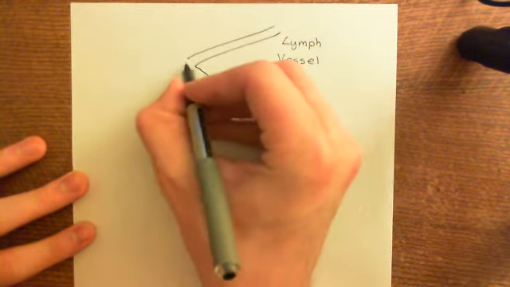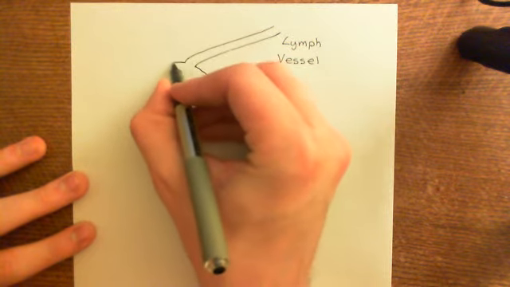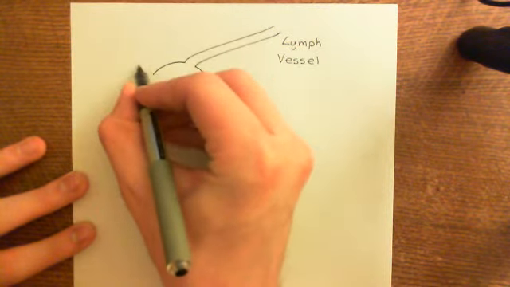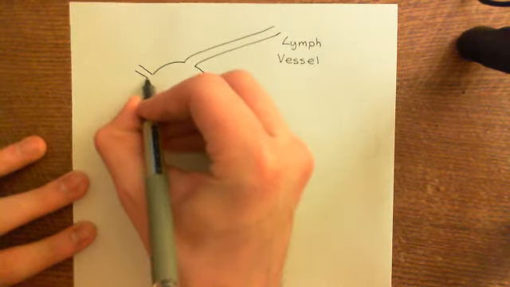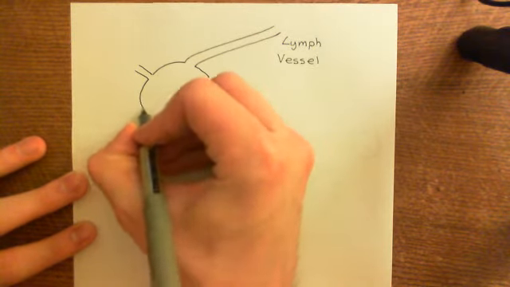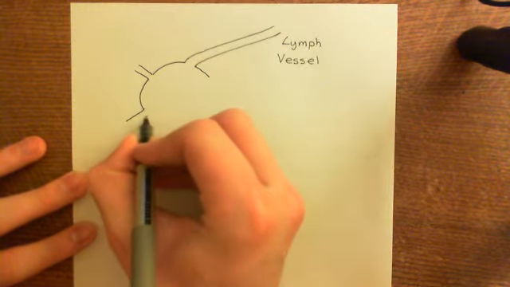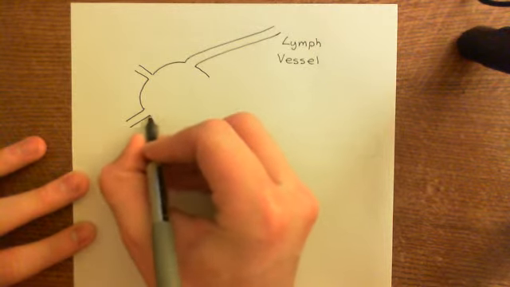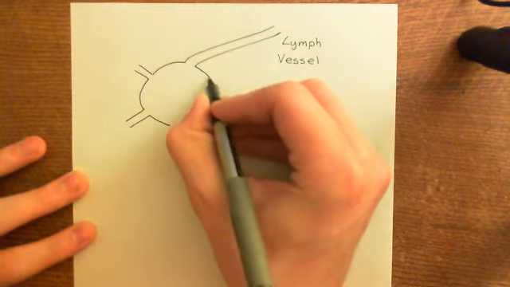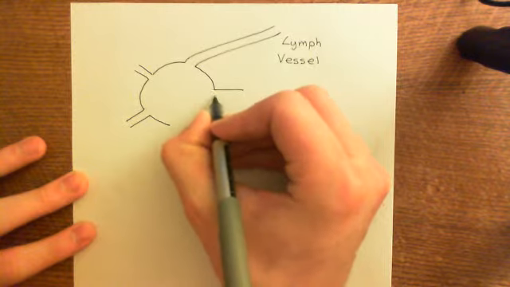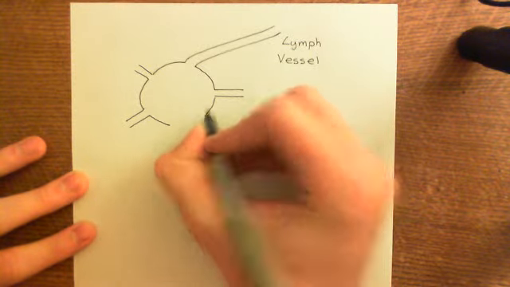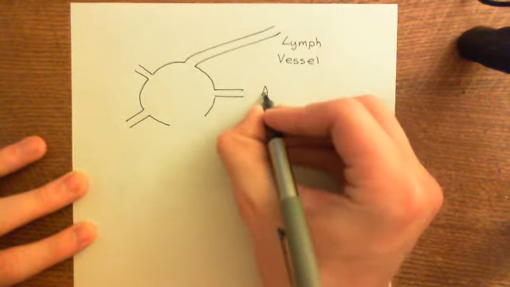Okay, so here we have our lymph nodes, and let's just go over the structure of a lymph node because it's quite important for understanding. Okay, so lymph nodes have a huge number of lymph vessels coming into them. So they have a large number of afferent lymph vessels. That's a good word. Let me write that down.